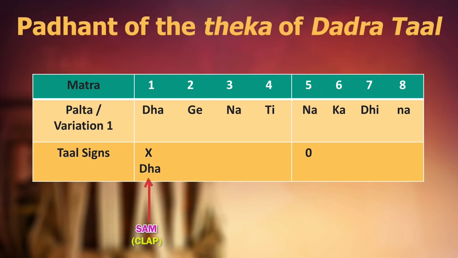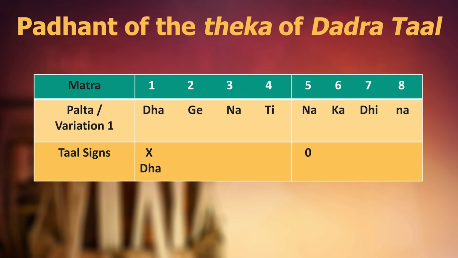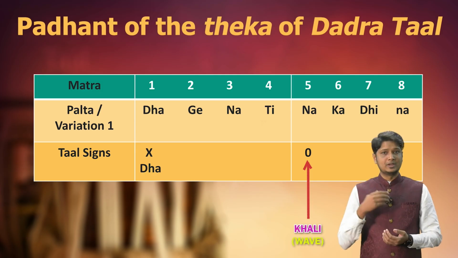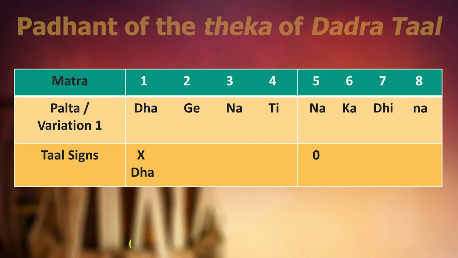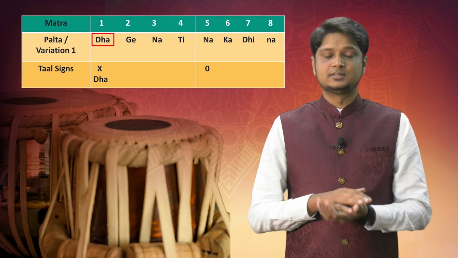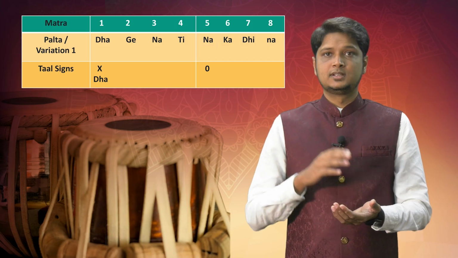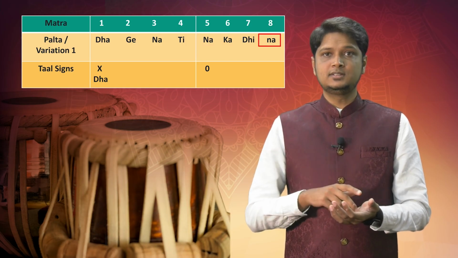As can be seen in the notation, the first beat, Sam, is denoted by a cross and is represented by the loudest clap. The 5th beat, which is denoted by the symbol 0, represents Kali and is shown by waving the hand. Those remaining matra, under which there are no symbols, are represented by finger counts in an orderly manner, always starting with the little finger, followed by the ring finger and the middle finger, respectively. Thus, the parhant of Kaherwa Taal is as follows: Dha, Ge, Na, Ti, Na, Ka, Dhi, Na, Dha.